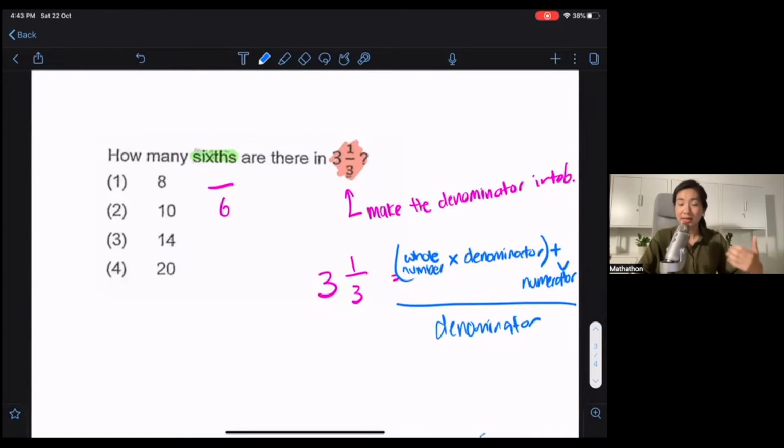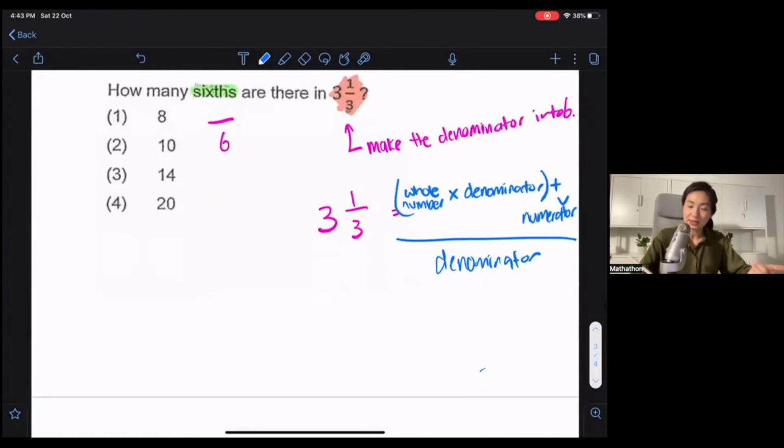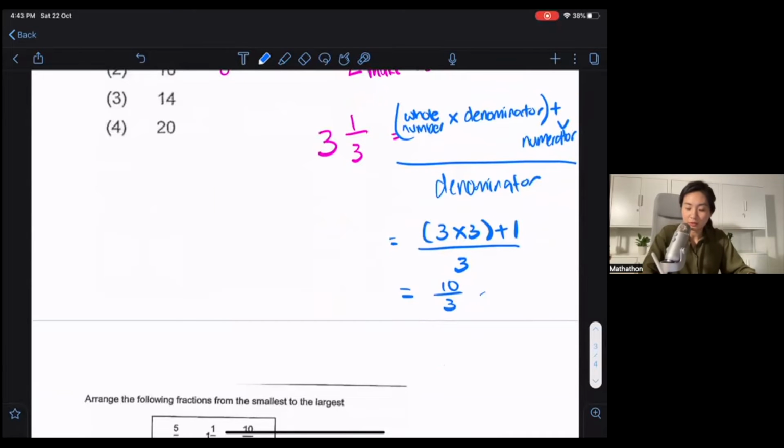Okay, so whole number times denominator plus numerator. So 3 times 3, I get 9. Plus 1, 10. Okay, so that's how I got my answer. So I plug it in for you: 3 times 3, I get 9 plus 1. Now I got 10 out of 3. Guys, this is just a recap on how to convert a mixed number to an improper fraction. Okay, I won't do this all the time. So please remember how to convert.